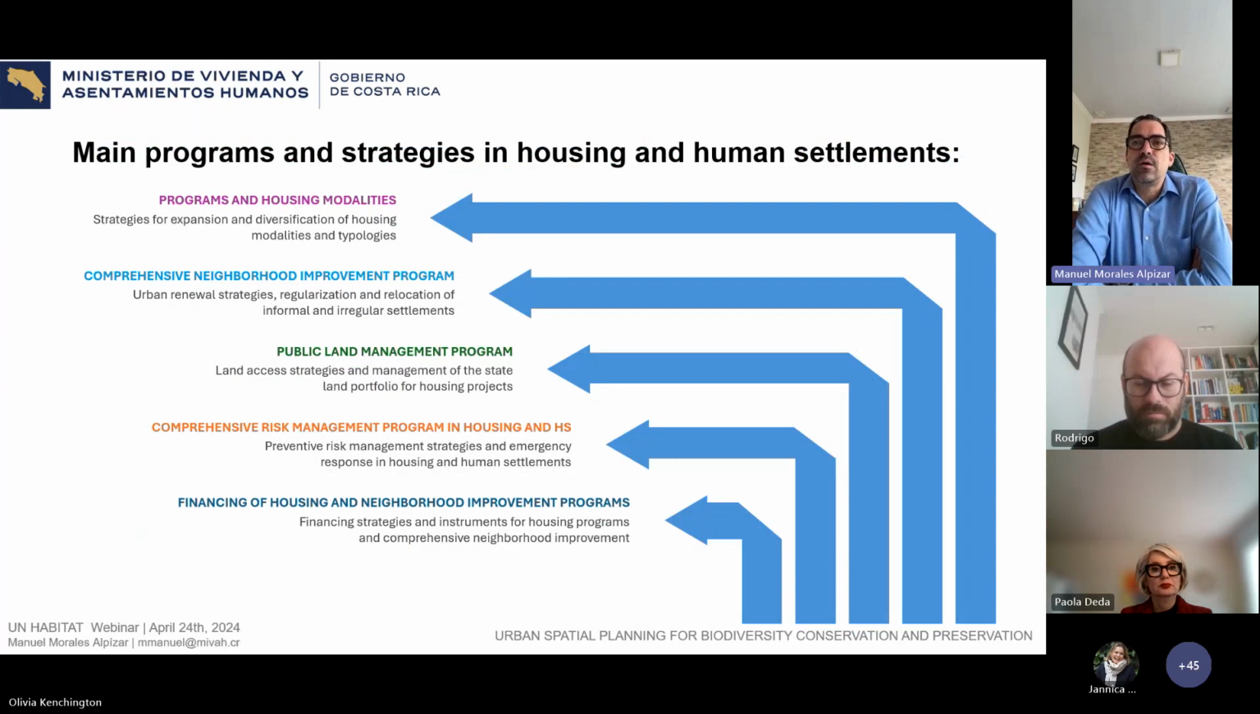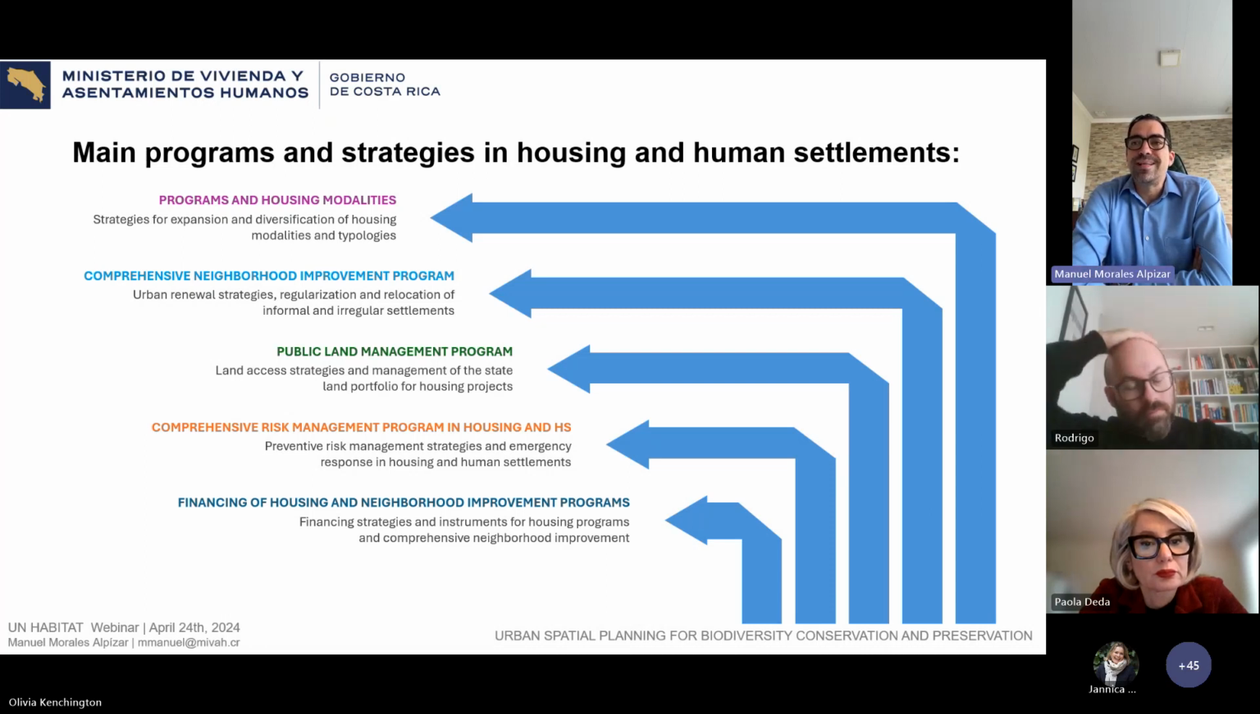To face these and other challenges, we have been working on priority programs and strategies, such as strategies for expansion and diversification of housing modalities and typologies, urban renewal strategies, regularization and relocation of informal and irregular settlements, land access strategies and management of the state land portfolio for housing projects, preventive risk management strategies and emergency response in housing and human settlements, financing strategies and instruments for housing programs, and comprehensive neighborhood improvement.